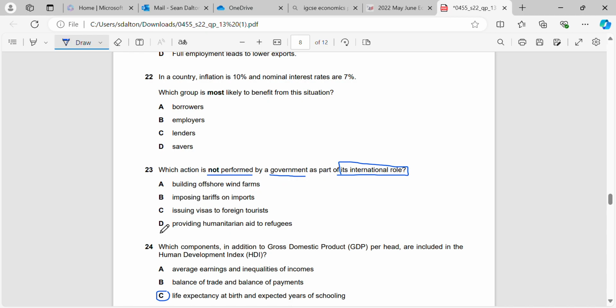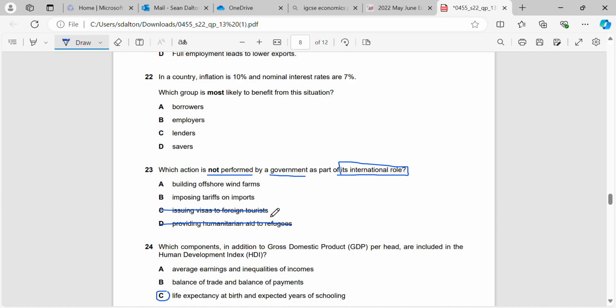So if they provide humanitarian aid to refugees, that is something that happens, and it's something that's happening currently in Europe, for example. Refugees from Syria or from poorer nations in the Middle East are getting humanitarian aid from European governments. They also issue visas to foreign tourists. So when you fly into China, for example, if you're from a Western country, normally you need to obtain a tourist visa before you're legally permitted to enter the country.